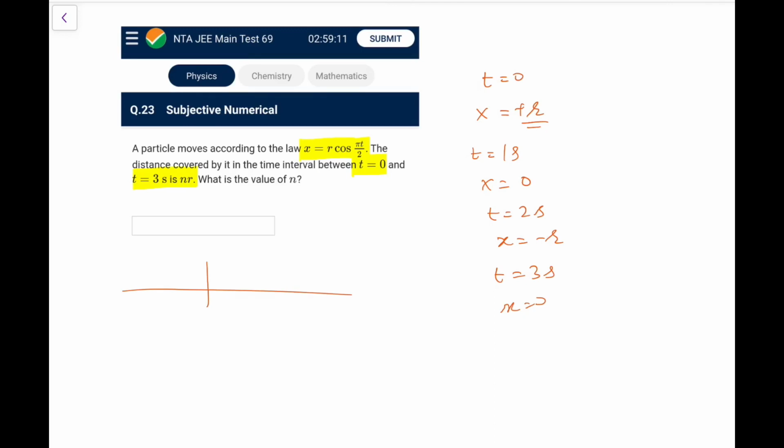Initially it starts from 0, so it is at plus r, then it decreases to 0 in 90 degrees, then goes to minus r, and then again goes to 0. This is the path. So this is r, this is r, this is r. Total distance would be 3r. So it's an easy one. You can do it any way. I have done it my way, you can do it your way. Okay, so not a tough one for you.